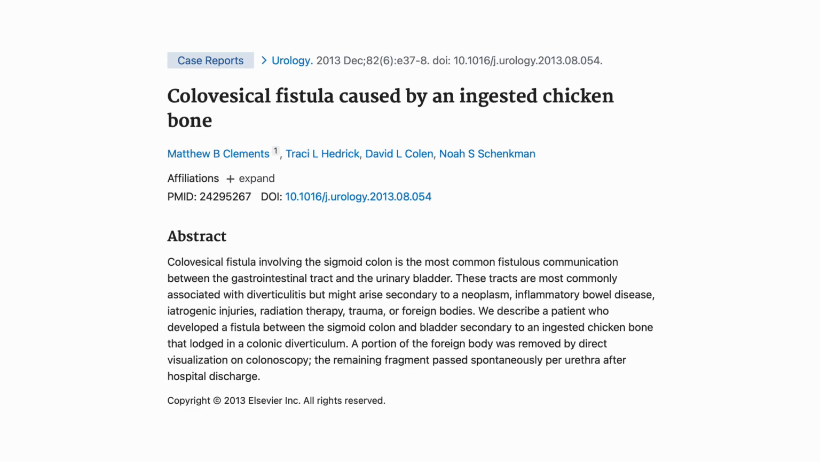If you look right here, there's actually a case report in 2013 of a colovesical fistula being caused by a chicken bone. Essentially the chicken bone went parallel down the GI tract until it didn't and perforated the bladder. So just because something's very common, don't rule out the zebras.